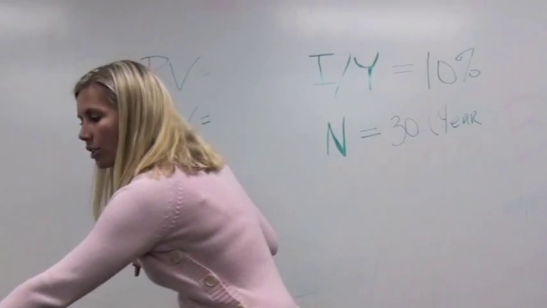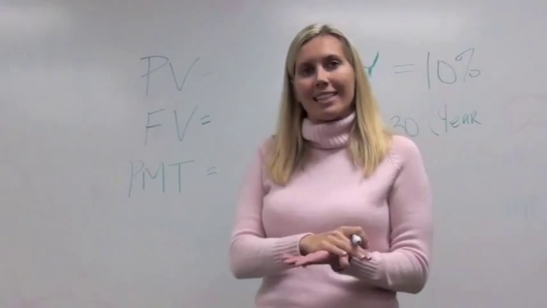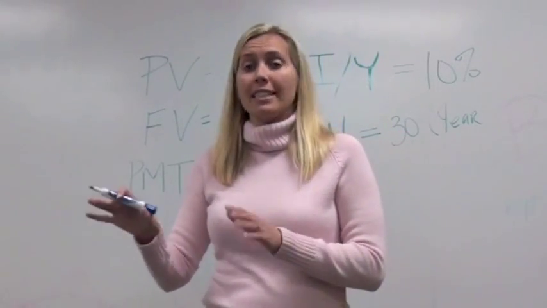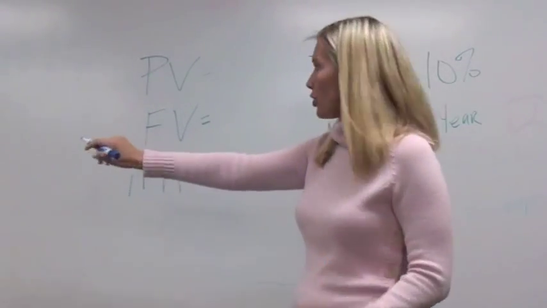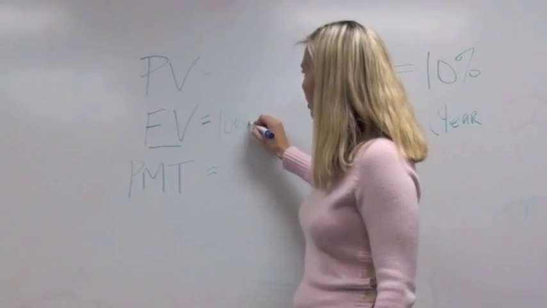The other thing it tells you is that you want to have $1 million by the time you retire. $1 million, am I getting it today or sometime in the future? It's not today. I'm looking for sometime in the future. So I know it's got to be future value. So future value here is going to be $1 million.